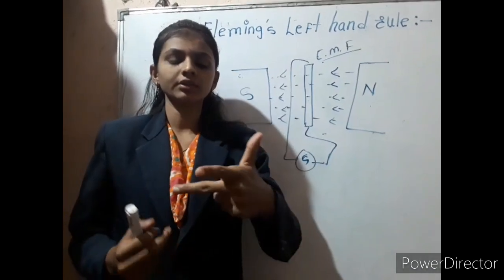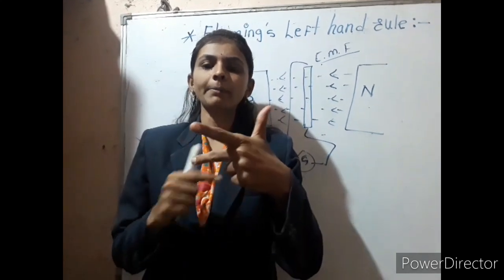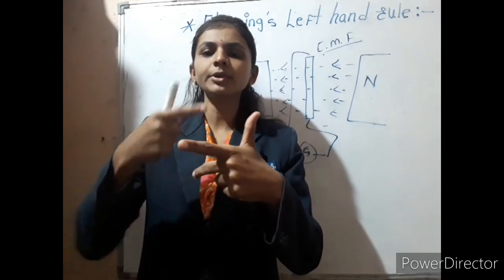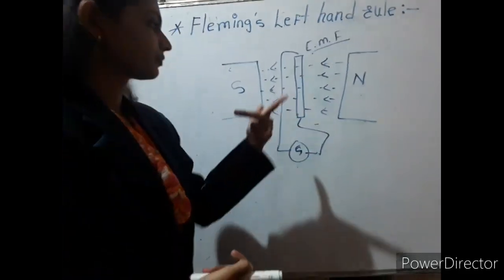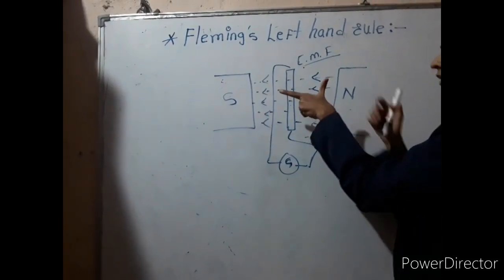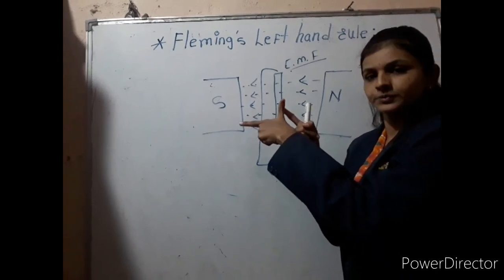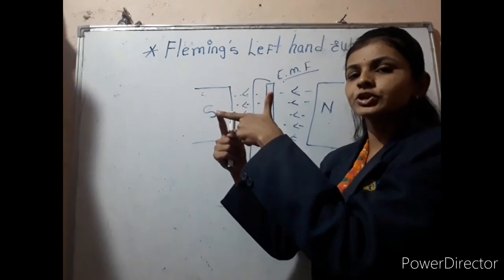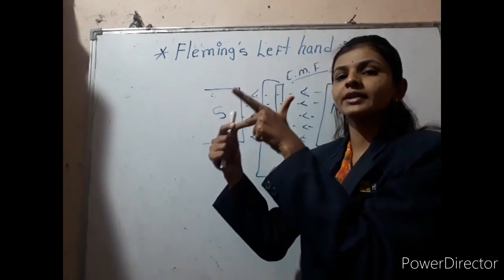Take your left hand, stretch all the fingers, and arrange them in a perpendicular way. The angle between all the fingers should be 90 degrees, so they are perpendicular to each other. The magnetic field is flowing in this direction. The thumb indicates the direction of the force. The index finger indicates the direction of the magnetic field, and the middle finger indicates the direction of electric current flowing through the circuit.